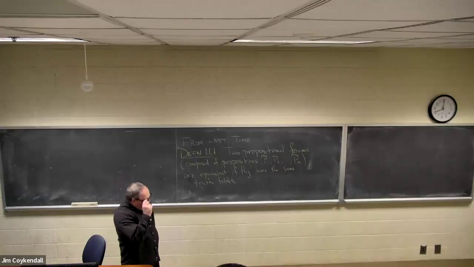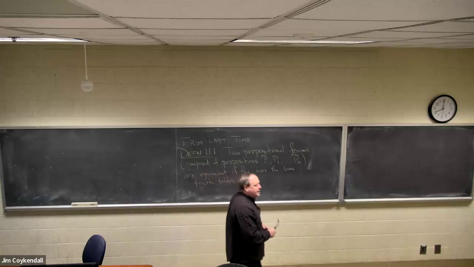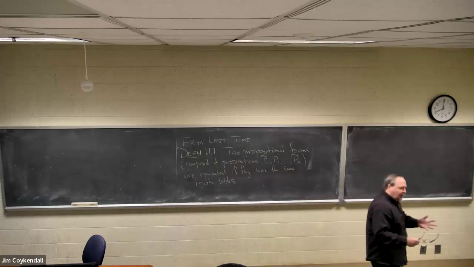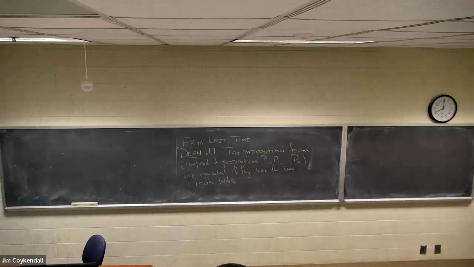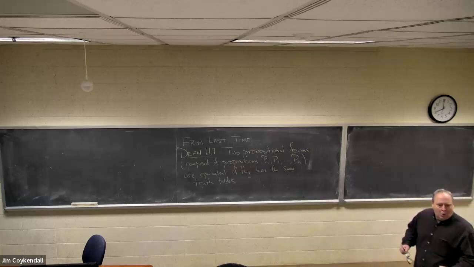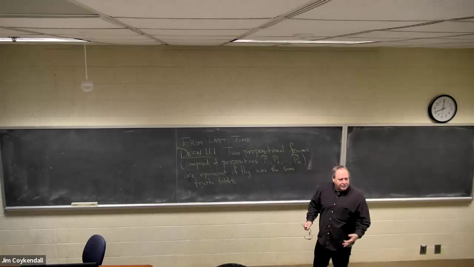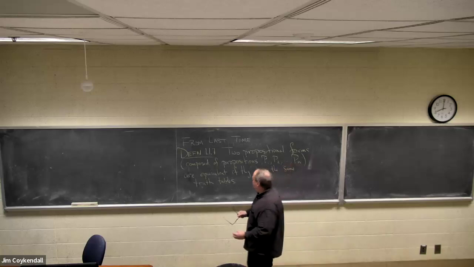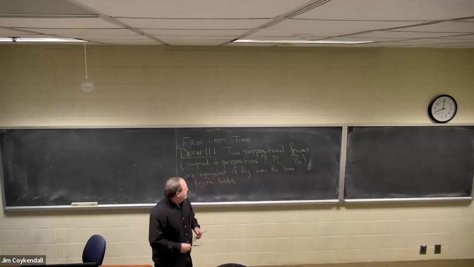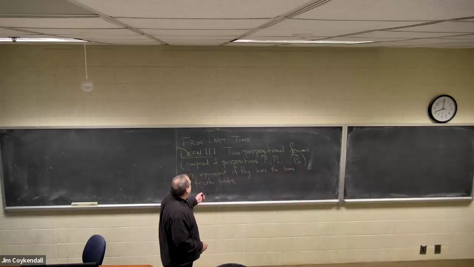Okay, so if you recall, last time we were talking about propositions. A proposition is just a sentence, it's either true or it's false. And then we have these propositional forms, which are made up of propositions that are hooked together by connectives like and, or, negation, things like this. The last thing we had is this definition.